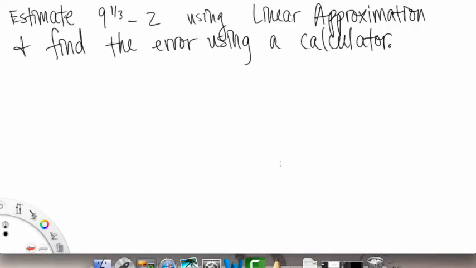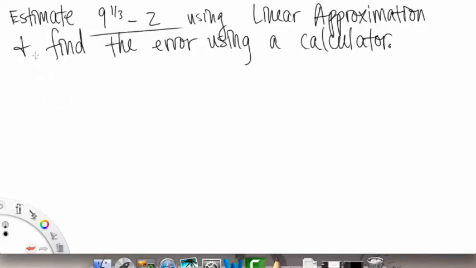Okay, so for this question, we're asked to estimate 9^(1/3) minus 2 using linear approximation, and then we're going to find the error using a calculator. Okay, so let's do the first step. First steps first. So we're going to estimate this value here.